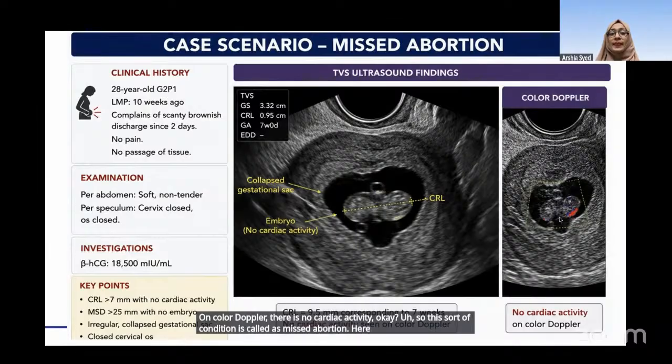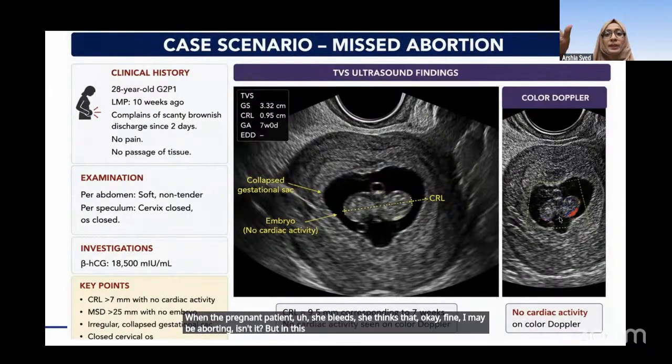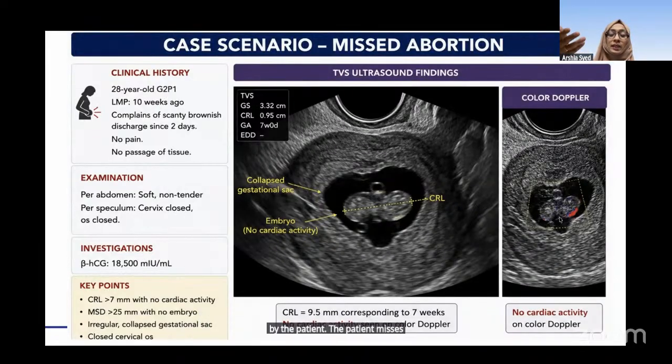Here again, the term explains why it is called a missed abortion. When a pregnant patient bleeds, she thinks, okay, I may be aborting. But in this case, she will not bleed. She will not have any abdominal pain, nothing. So it is missed by the mother, by the patient. The patient misses knowing that she may be losing her pregnancy.